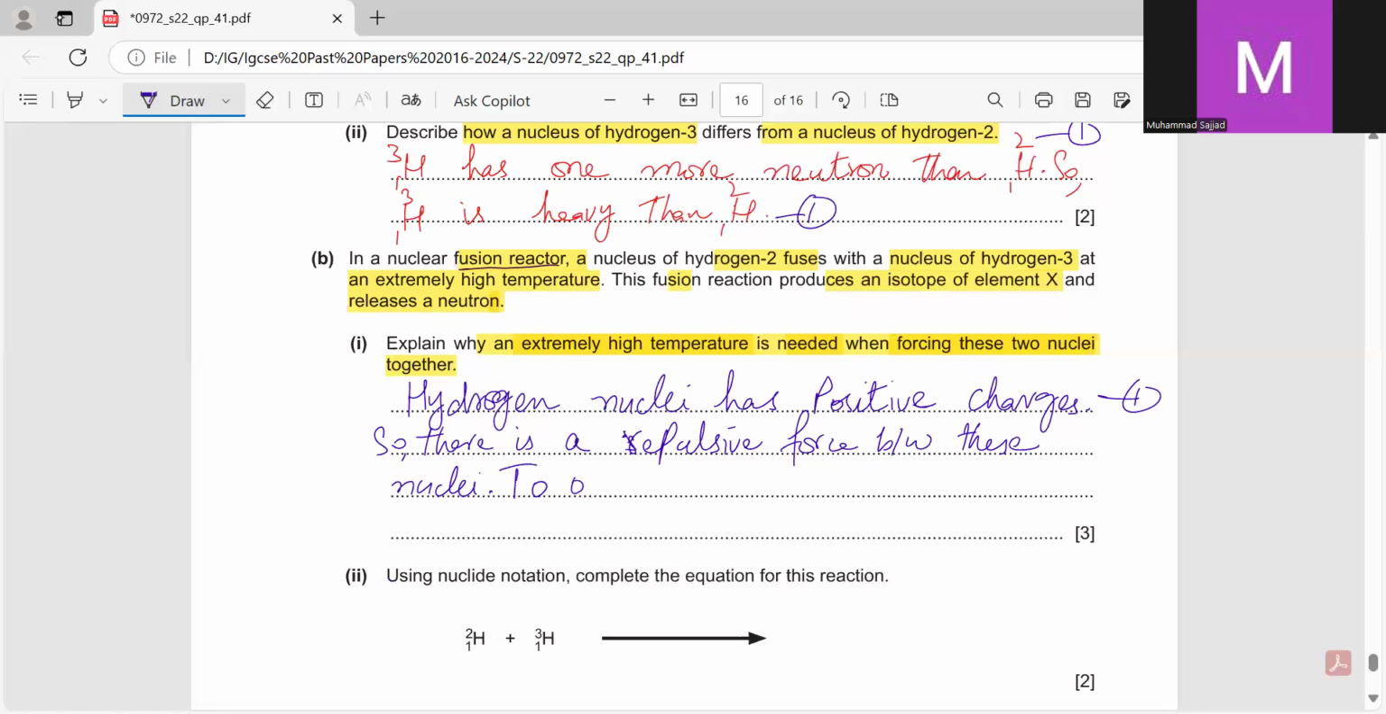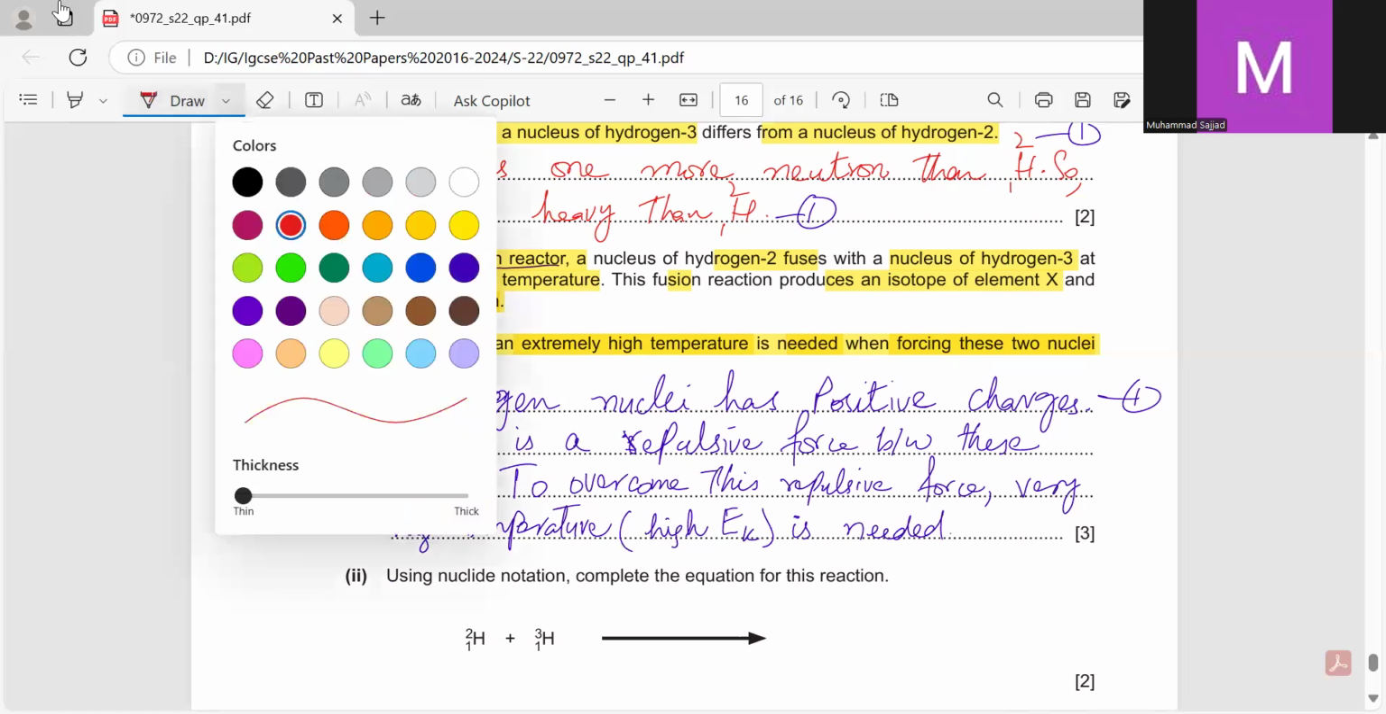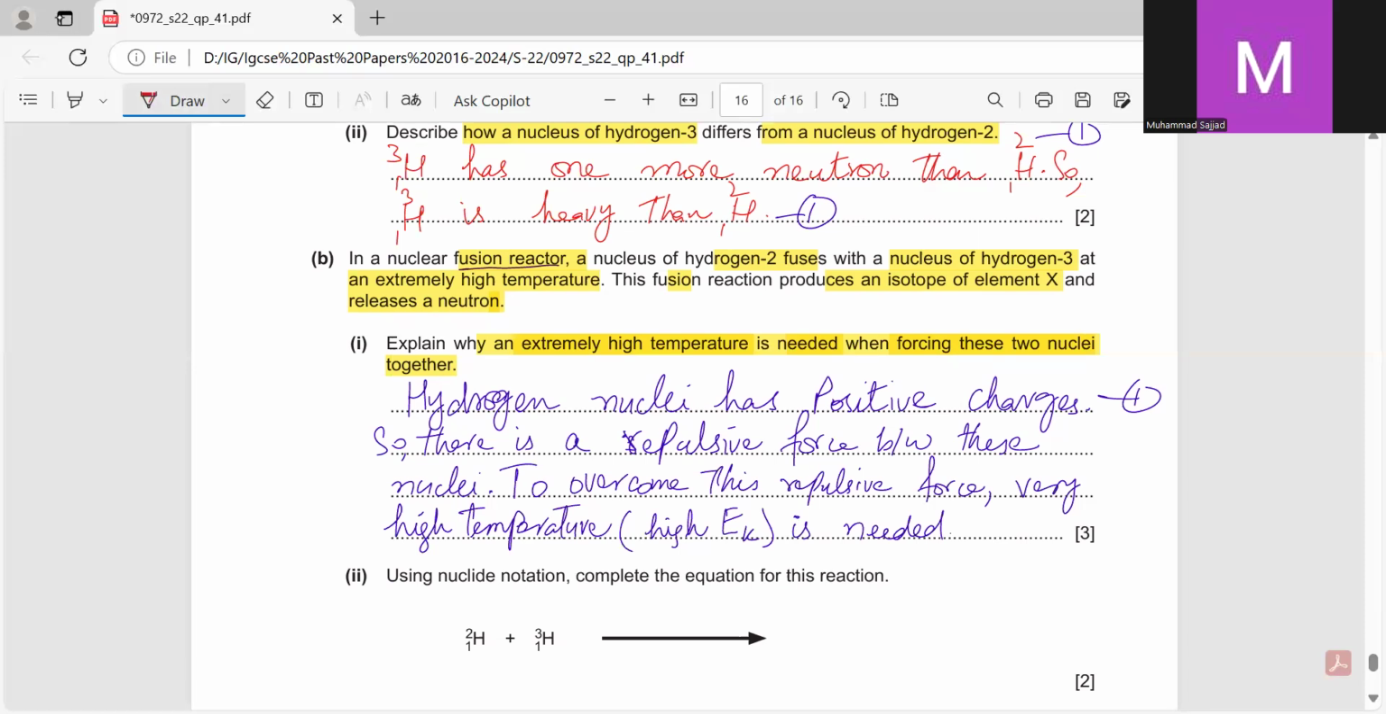So to overcome this repulsive force, very high temperature, high temperature means high kinetic energy, is needed. Now, my dear friends, see: positive charge is 1 mark, repulsive force between these nuclei is the second mark, and then this is the third mark.